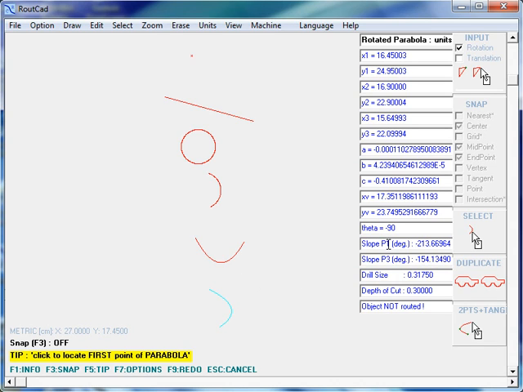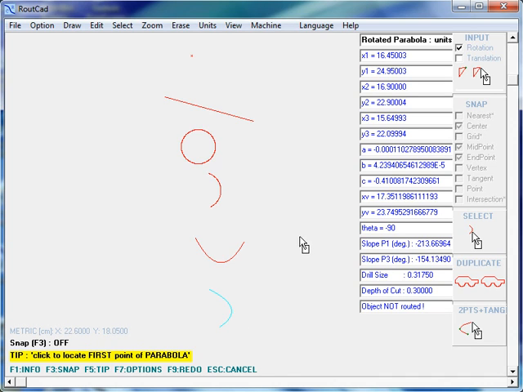Because a rotated parabola is basically a regular parabola with a rotation angle. So this rotation angle is minus 90 degrees. So basically it means that this parabola was rotated minus 90 degrees. It was rotated counterclockwise by minus 90 degrees. So it became what we call a horizontal parabola.